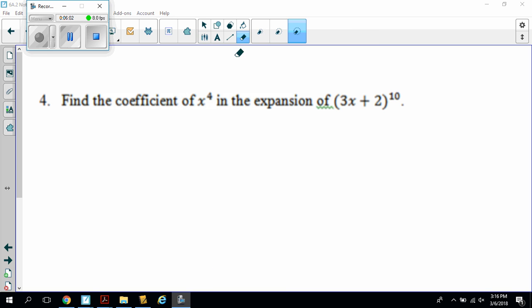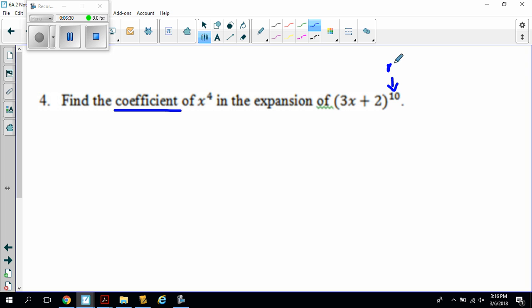So here it says find the coefficient of x to the 4th in the expansion of (3x + 2) to the 10th power. So what we're trying to do is, once again, find the coefficient. Really that means we want to figure out the number in front of our x to the 4th. Now you could just do the entire expansion and then figure out your coefficient, or we can take the shortcut way. Now our n value here is 10.